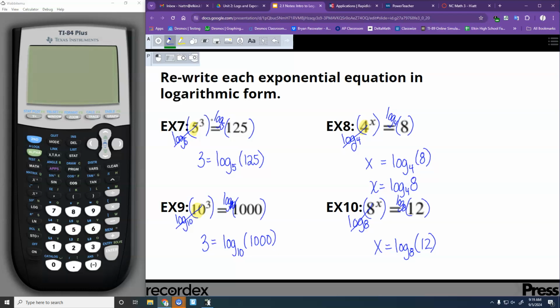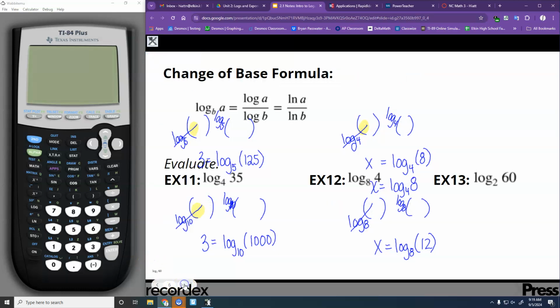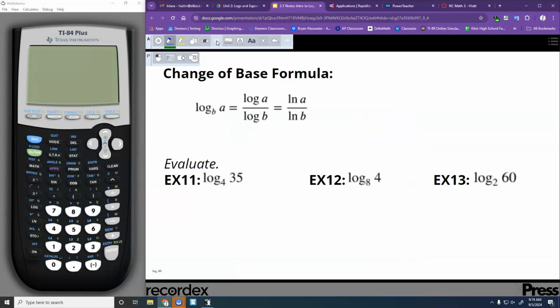Okay, so a big part of what we're working on today is just being able to rewrite these. It's going to be a major step in being able to solve these equations whenever we get there. So we're going to work on that. Okay, so this is not entirely necessary, but actually, let me see.